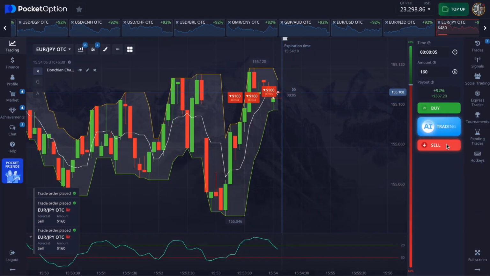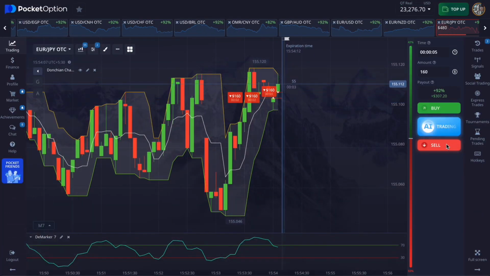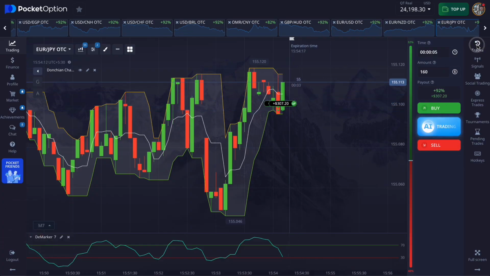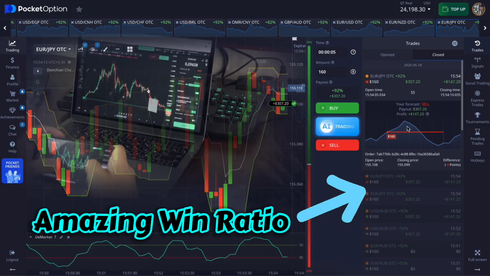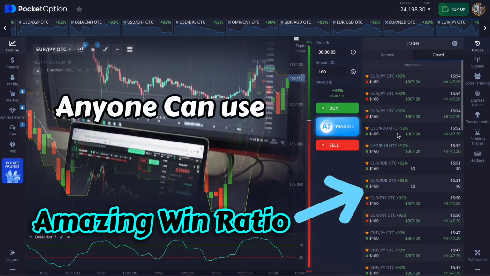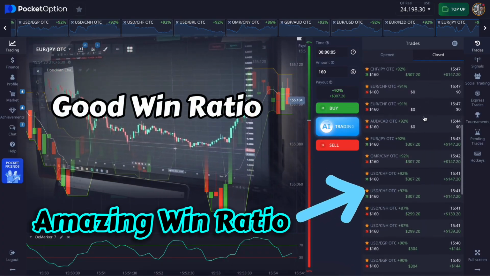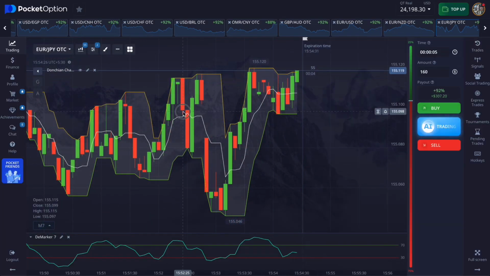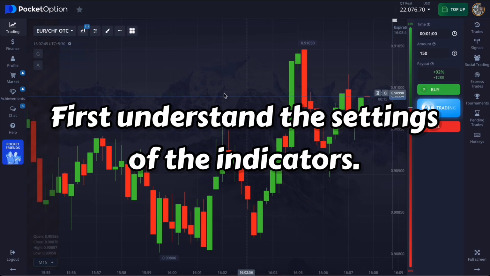This 5-second strategy has been giving me a very good win ratio for a long time, so I thought of sharing it with you too. The strategy is very simple, even new traders can use it easily. Just understand this trick once.